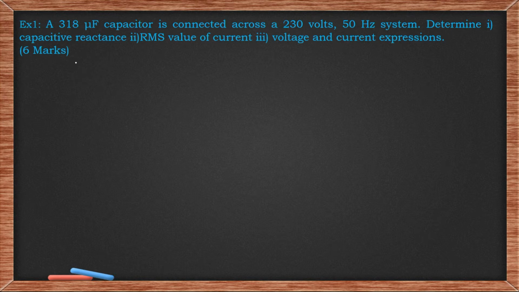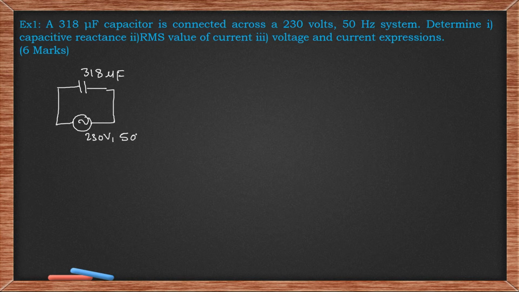Okay, this is all about the pure capacitor. Let us solve one example based on a pure capacitor. Let me draw the circuit diagram now. A 318 microfarad capacitor is connected across a 230 volt, 50 hertz supply. Determine the capacitive reactance, RMS value of current, and voltage and current expressions. This question carries 6 marks.